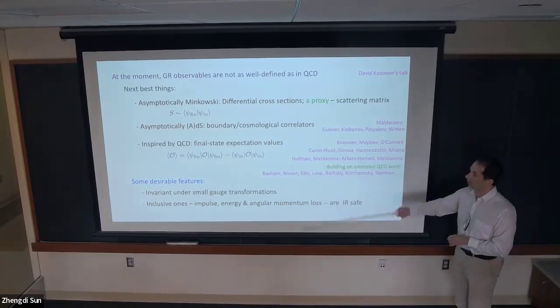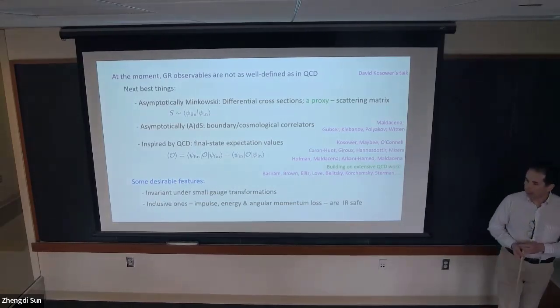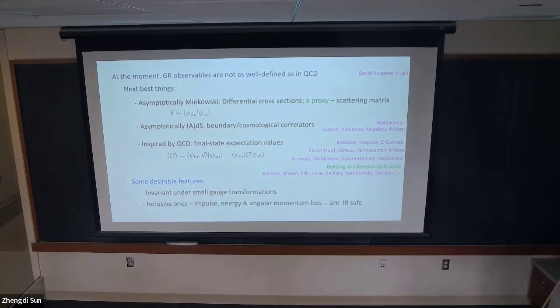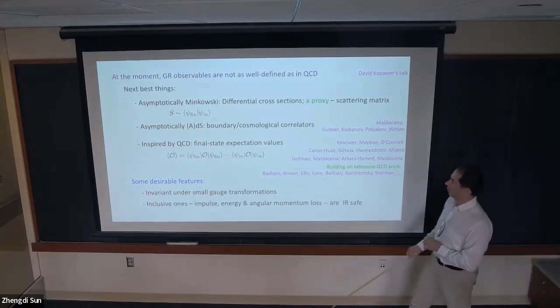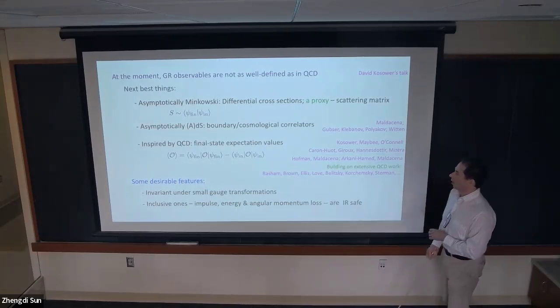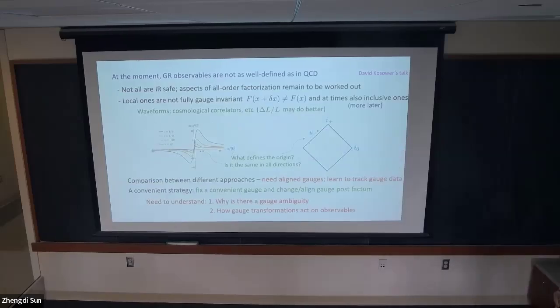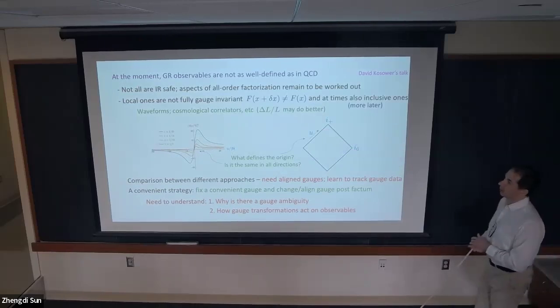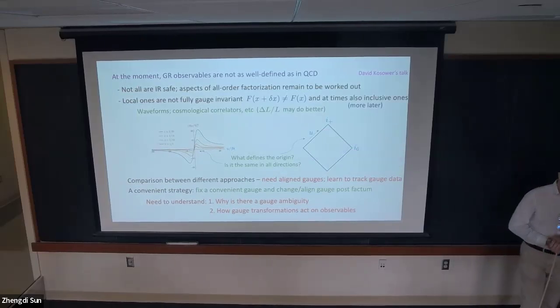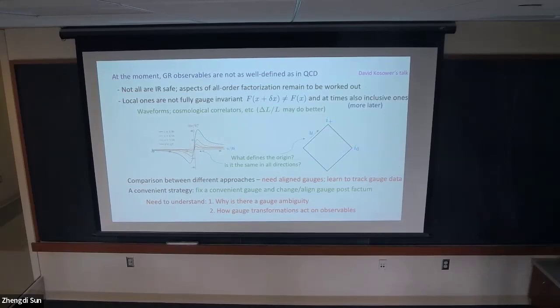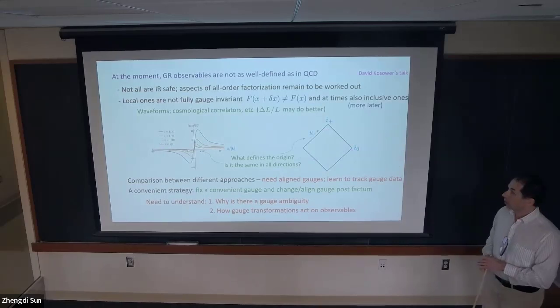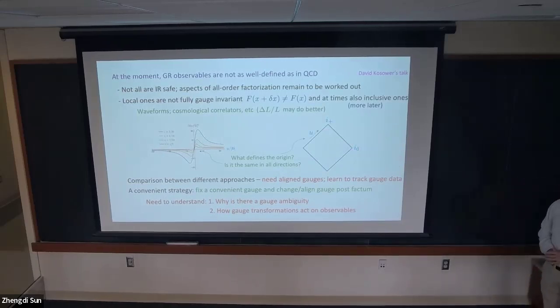All of them are gauge invariant in some sense. And also, all the inclusive ones, like if it's operated as a momentum, happen to be infrared safe. However, not all of them are infrared safe, and there are issues with that in the sense that the factorization of infrared divergences for those that aren't infrared safe has not been fully worked out. And also the local ones are not gauge invariant.